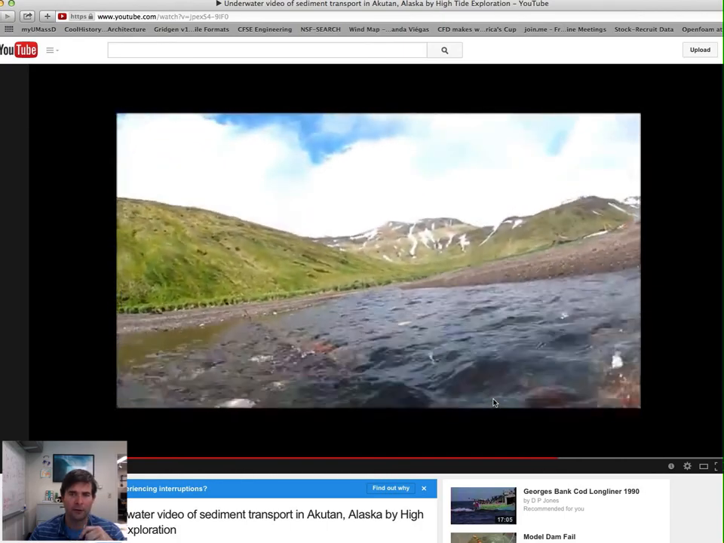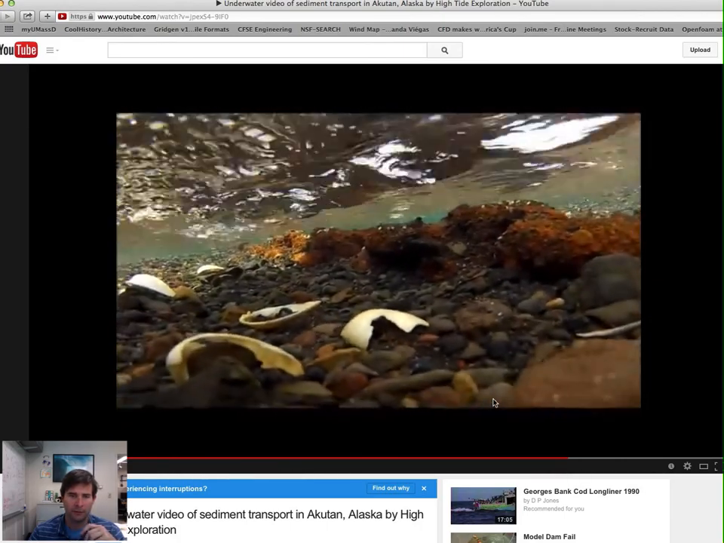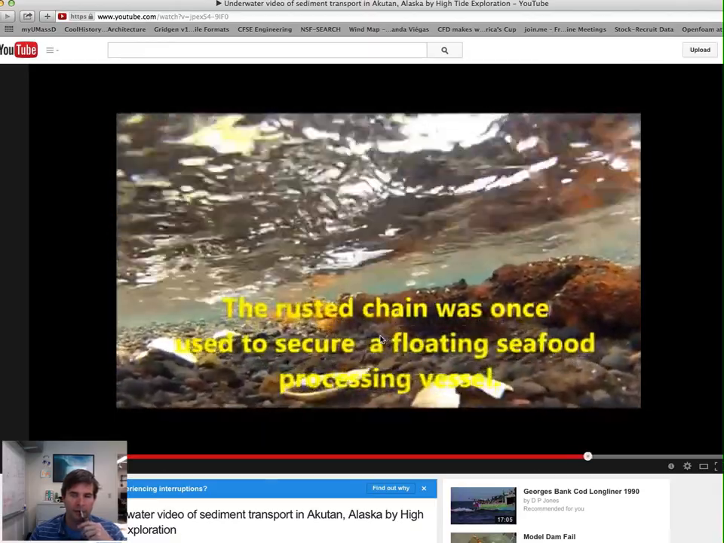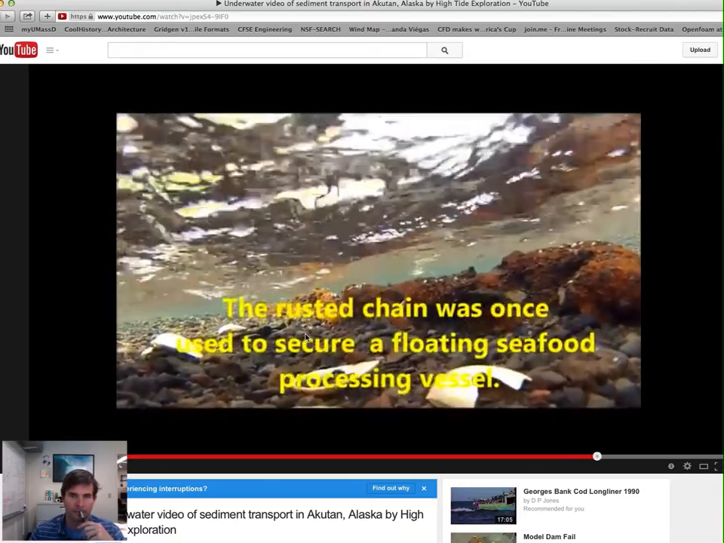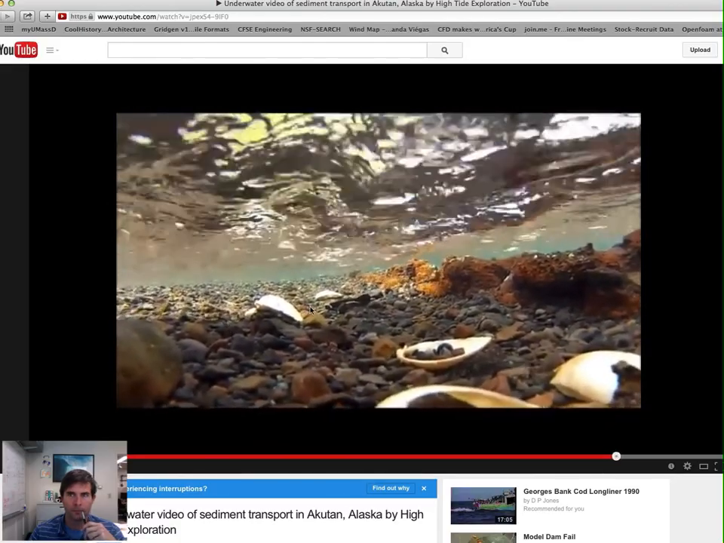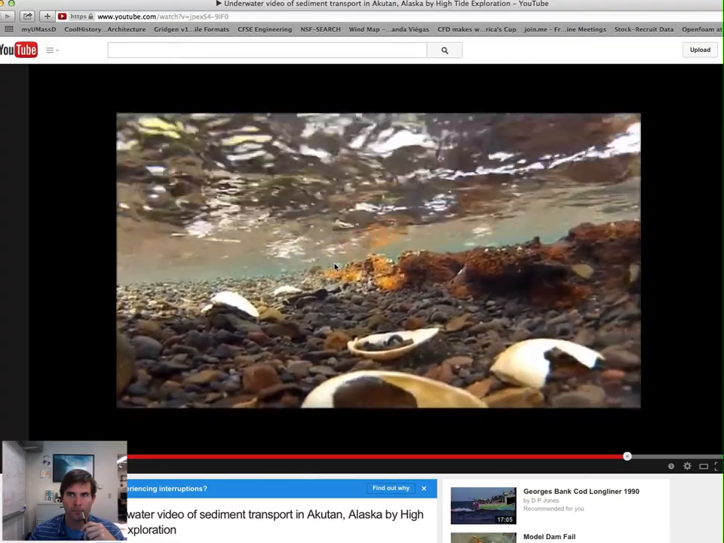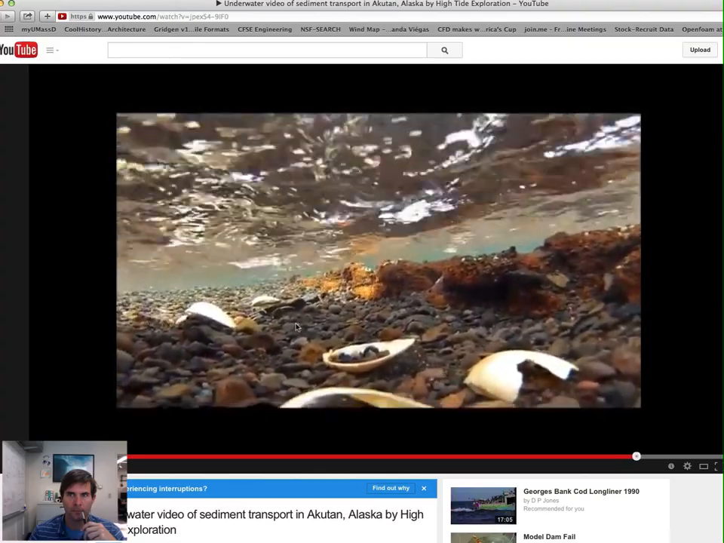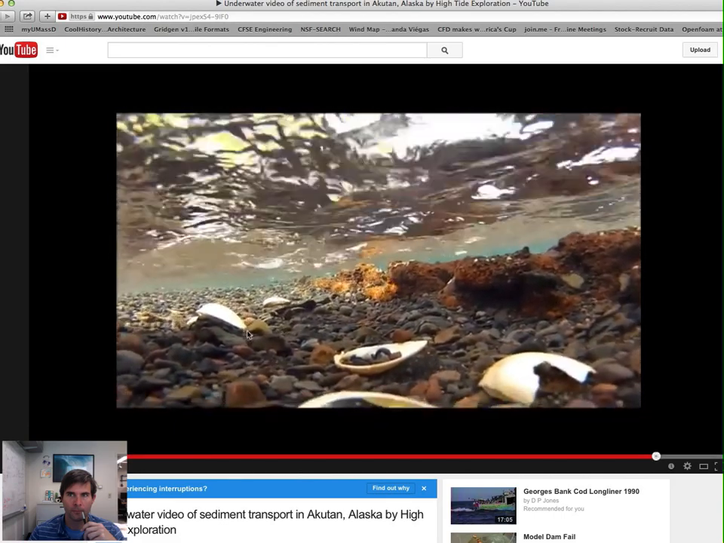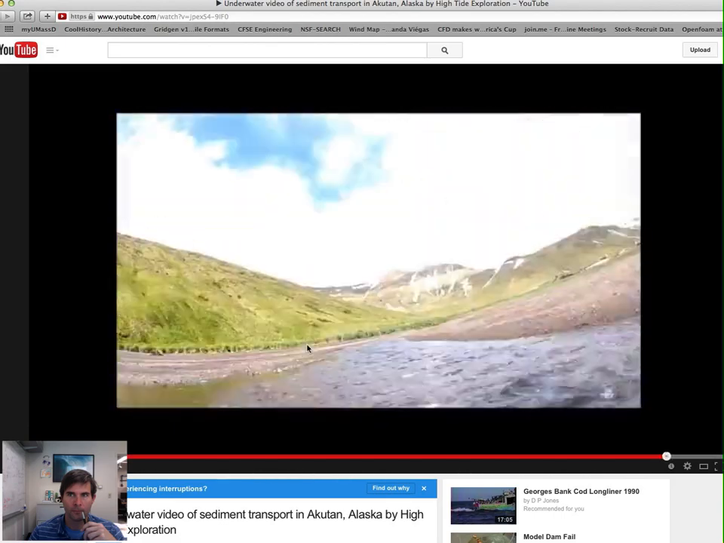The video says he's moving towards larger material. I'm not sure what that means. Let's have a look. Oh, there's some biological here. Rusted chain was once used to secure a floating seafood processing vessel. I'm not sure what that means. But you can see here, nothing here is in suspension. So either the bed stresses are diminished or everything here, as he said, is larger grain sizes. So we see nothing being suspended. And the bed load here is essentially zero.